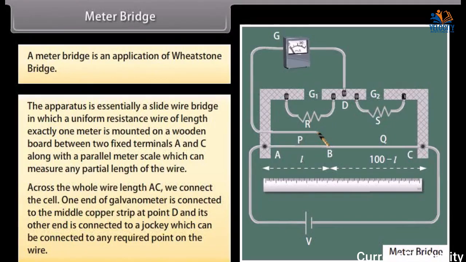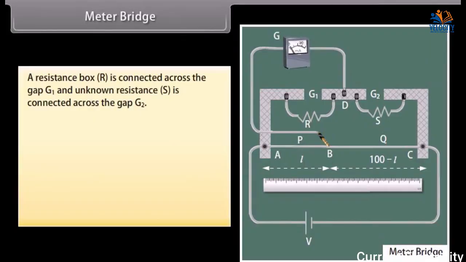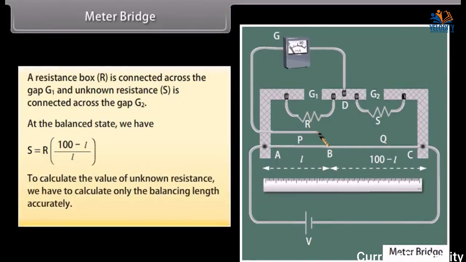One end of the galvanometer is connected to the middle copper strip at point D, and its other end is connected to a jockey which can be connected to any required point on the wire. A resistance box is connected across the gap G1 and unknown resistance is connected across the gap G2. At the balanced state, we have S is equal to the product of R and (100 minus L) upon L. To calculate the value of unknown resistance, we have to calculate only the balancing length accurately.